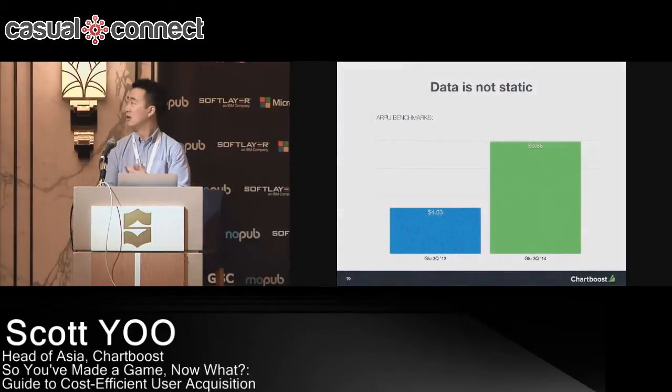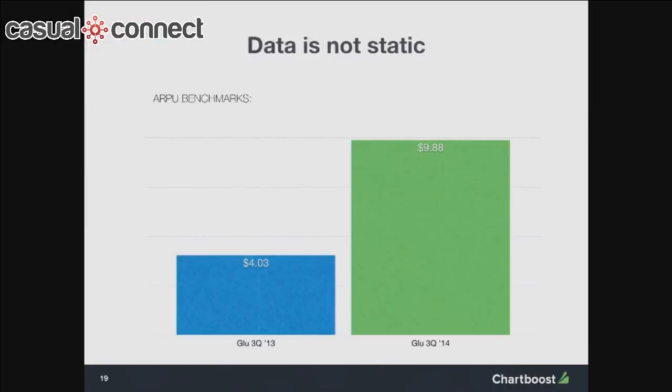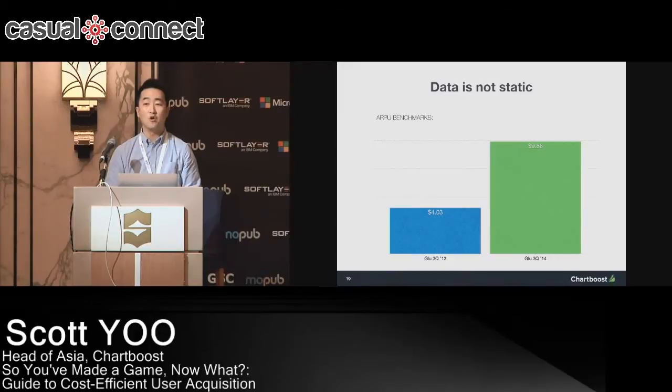Data is not static. I want to give a quick example of the ARPU benchmarks between Glu Mobile in the third quarter of 2013 and the third quarter of 2014. Their ARPU benchmark actually doubled, right? It went from $4 to almost $10. So year over year, your benchmark should be changing game over game. You're releasing a casual title to a mid-core title to a hardcore title. All your benchmarks should be different.